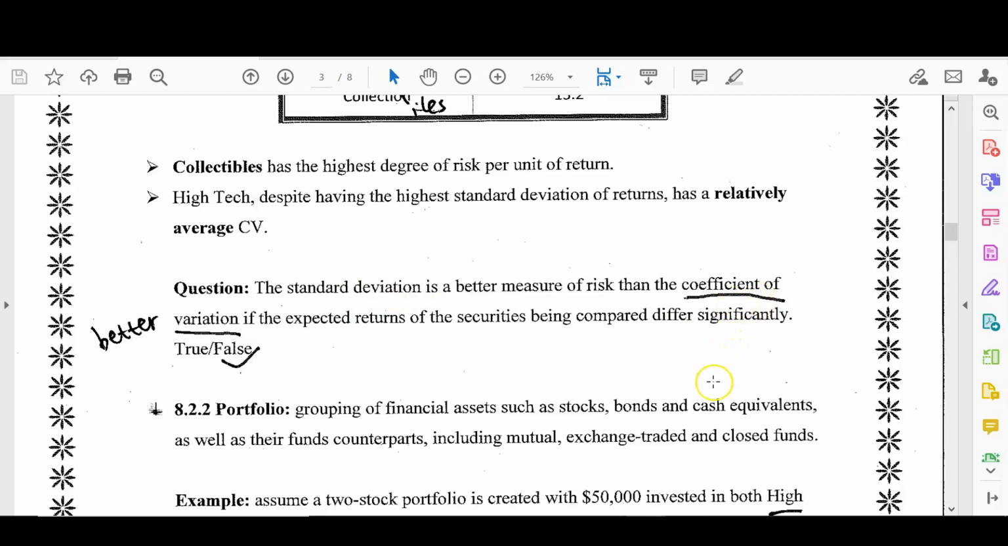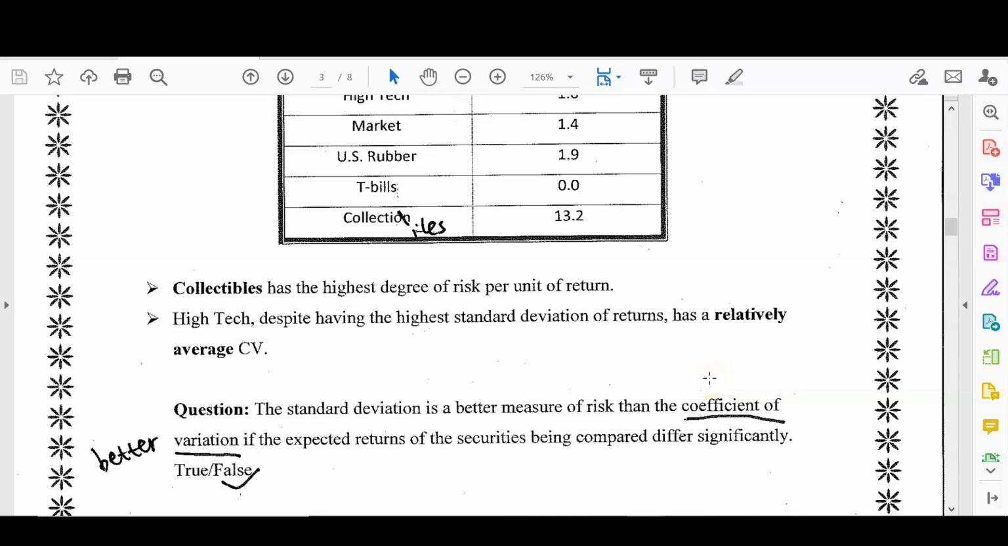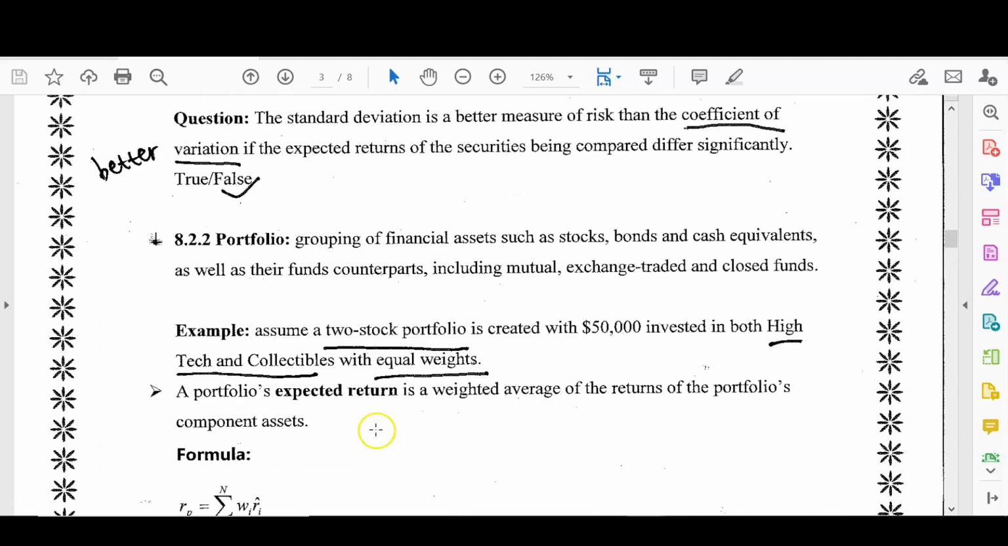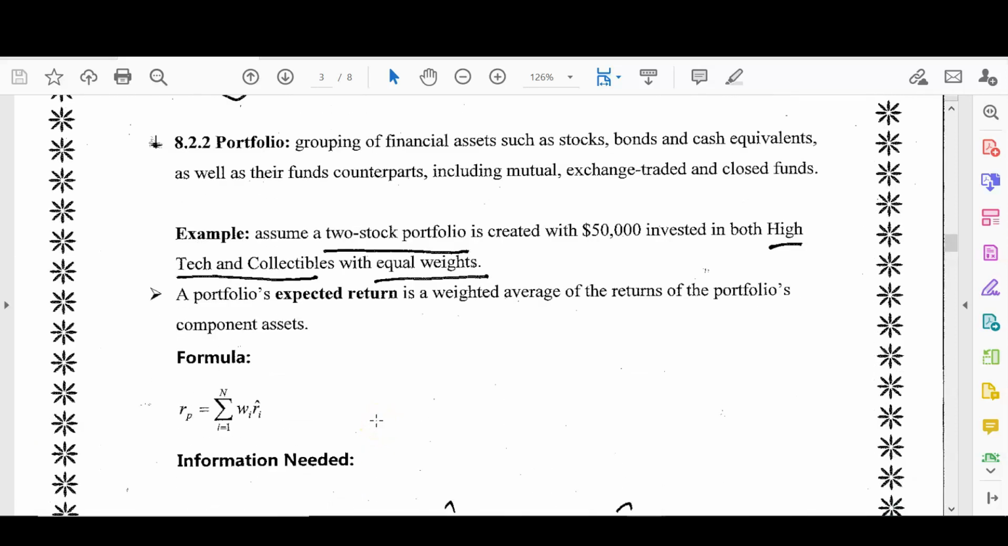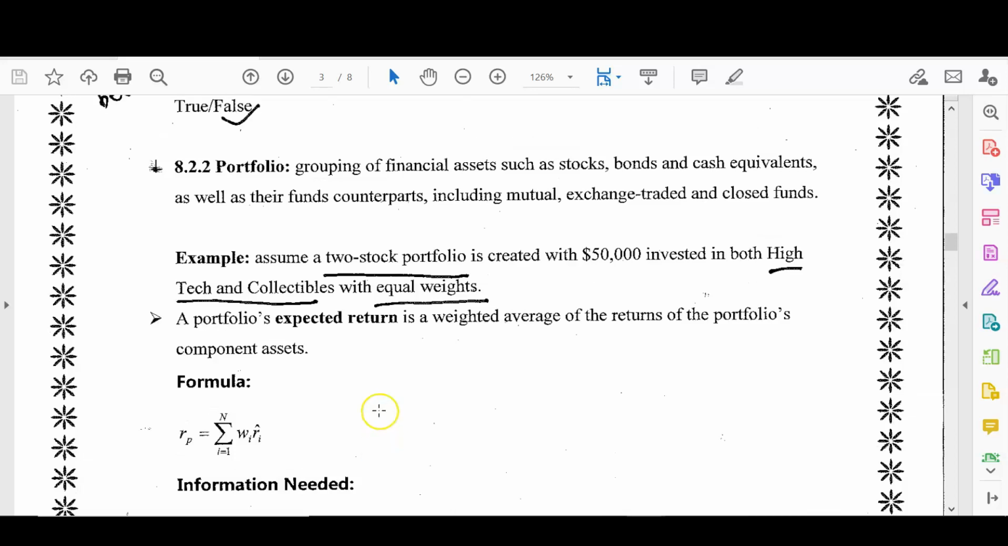Okay, so far we've talked about the risk and return measures for a single stock. For return, we can calculate expected return. And for risk, we can either use standard deviation or coefficient of variation. And CV is actually better than standard deviation. Okay, next, we're going to talk about how to calculate risk and return for a portfolio. And a portfolio is just a grouping of financial assets, such as stocks, bonds, and cash equivalents, as well as their fund counterparts, including mutual, exchange traded, and closed funds. Okay, so it's a combination of different financial assets instead of a single asset.